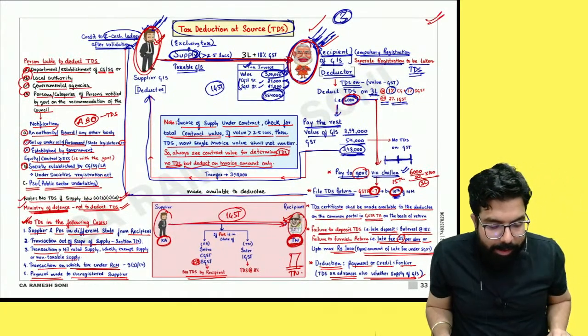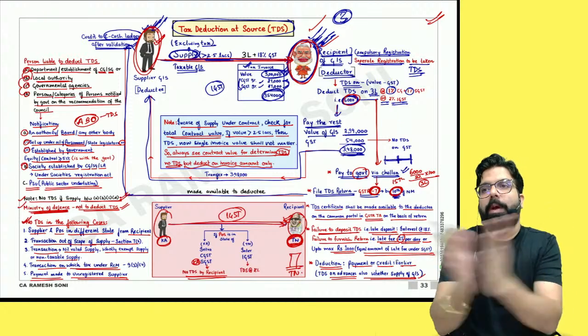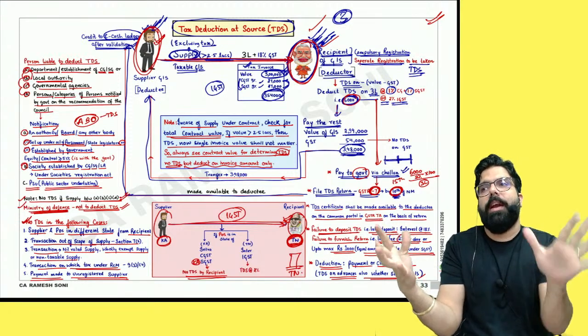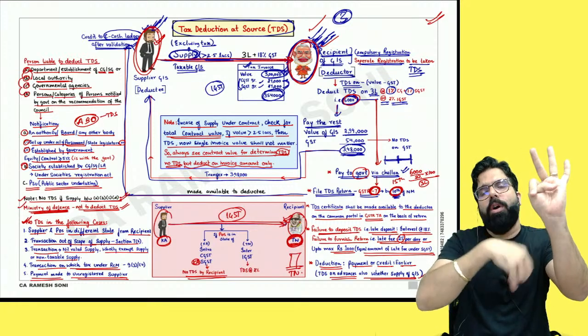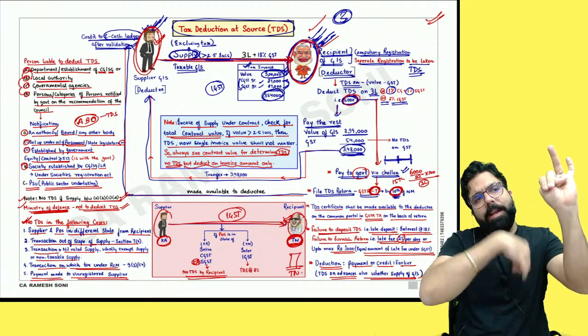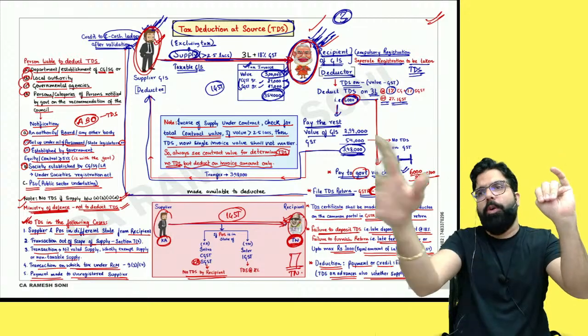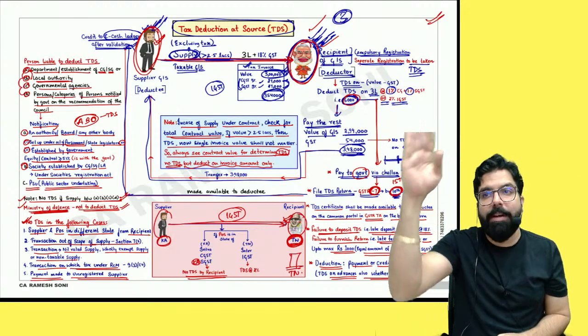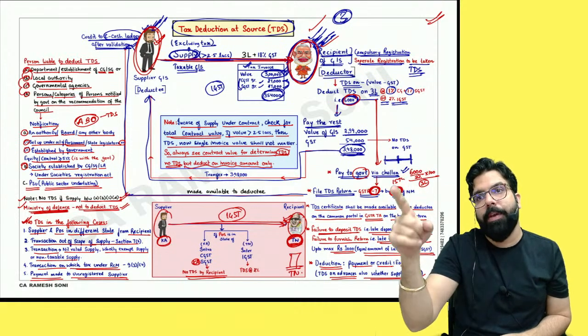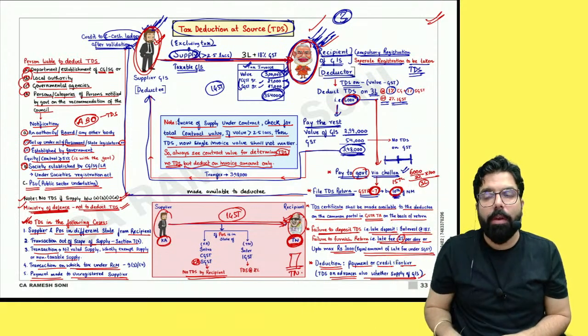What are the cases? Who are the TDS deductors? First of all, my question to you guys, who are the TDS deductors? Department of Central Government, State Government, Local Authority, Governmental Agencies, other notified persons. In this, there are two who don't have to deduct: whenever TDS deductors are supplying to each other, and the Ministry of Defence.